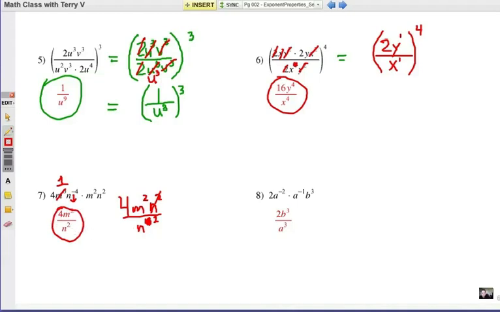All right. Number 8. I have the 2 factor, which is still going to be in the top. This b to the 3rd is going to stay on the top. And this a to the negative 2, a to the negative 1, combined, multiplied there, gives me a to the negative 3. And because it's a negative exponent, it drops to the denominator. So there we go. Dealing with some negative exponents and some 0 exponents, and that's a simplified expression.